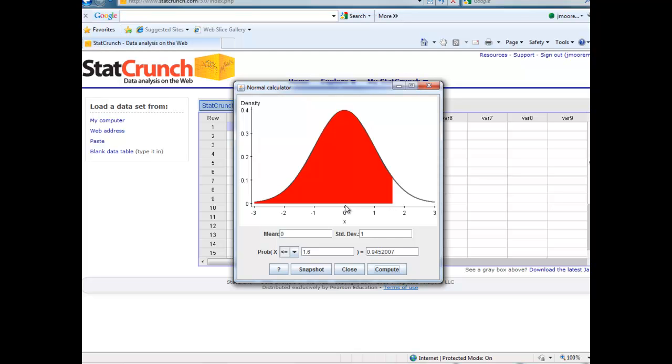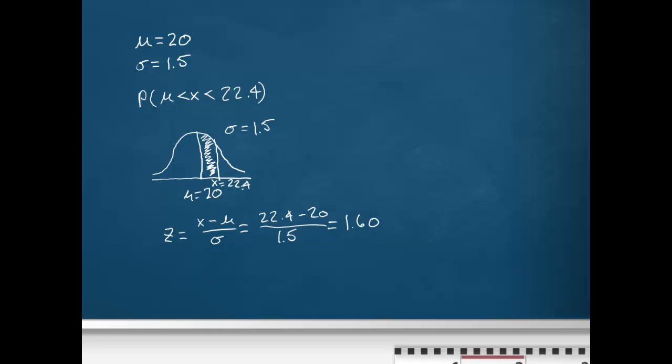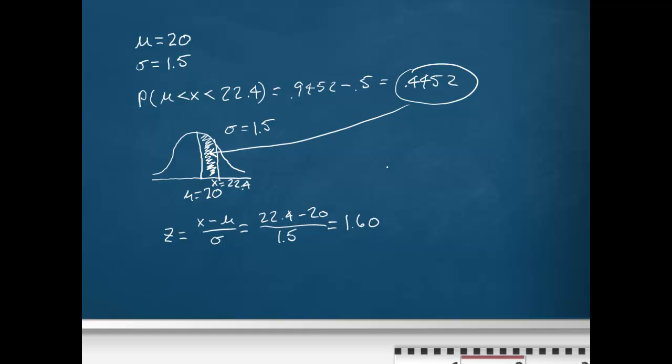Now half the distribution lies to the left of this mean. So really all I need to do is take this number, 0.9452007, and subtract 0.5. So this probability will be 0.9452 if we go to 4 decimal places, minus 0.5, which gives me 0.4452. And that is that shaded area right there and the probability that we were looking for.